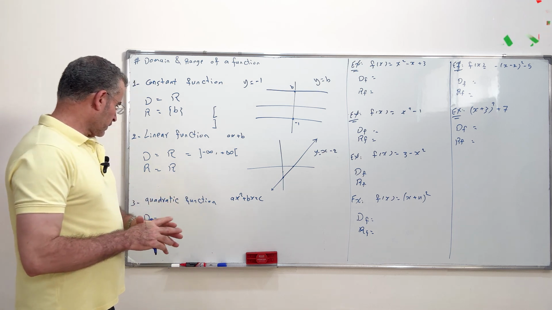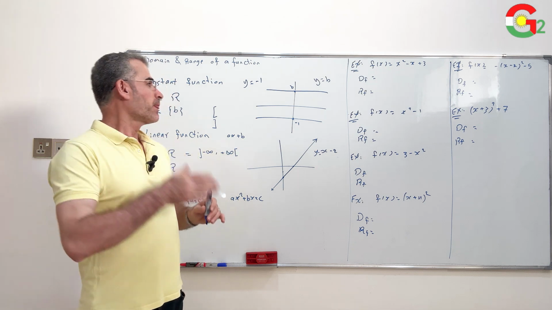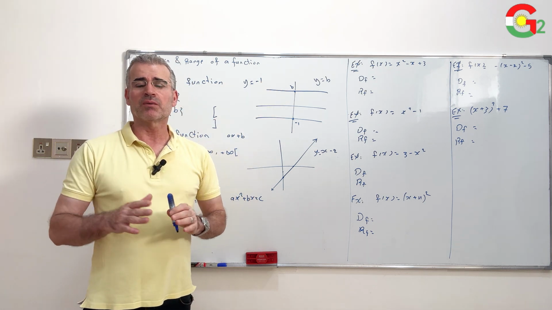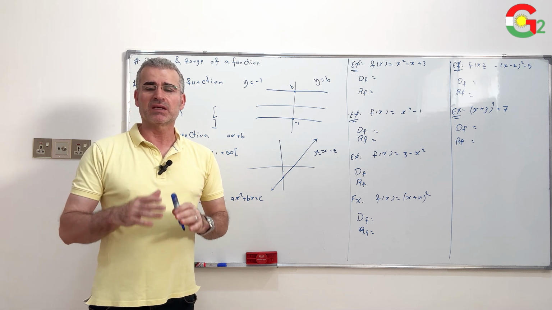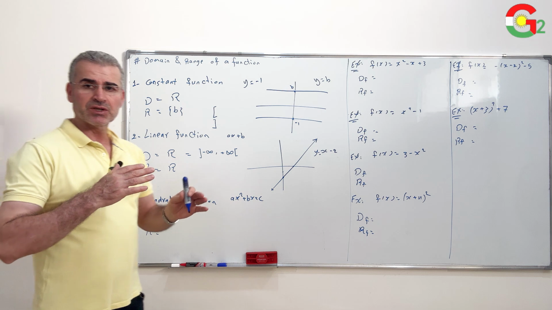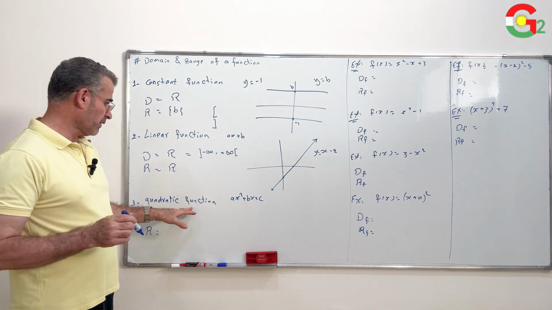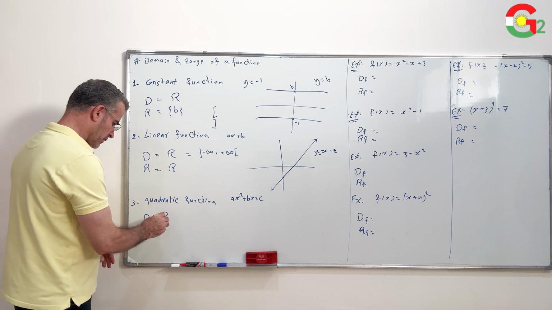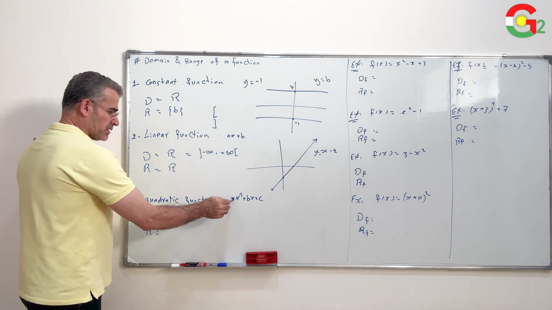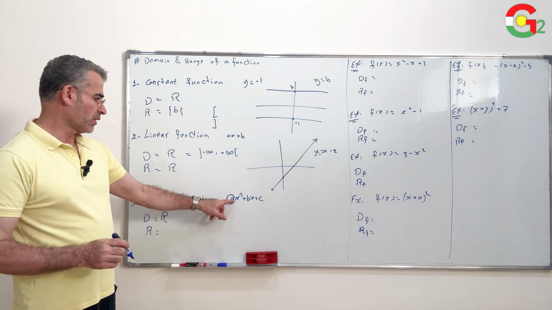So the quadratic function. Its domain, like all polynomials from degree 0 to degree n, is all real numbers. But the range changes depending on the function. For a quadratic function, its domain is R and its range depends on the coefficient A.